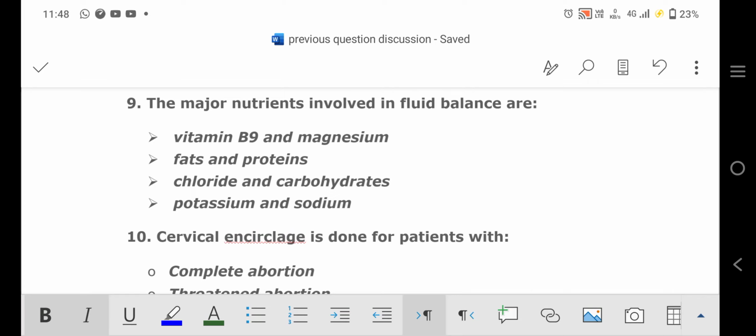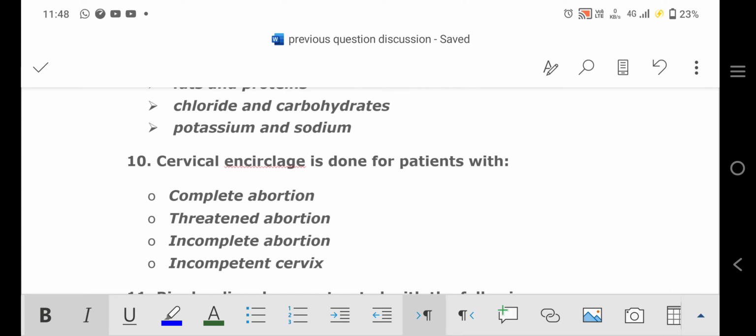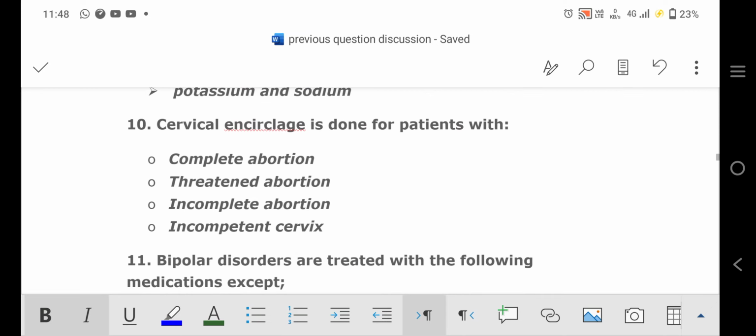Option D. Next question. Cervical encirclage is done for patients with. Cervical encirclage is a surgical procedure with the suturing of the cervical area. It is done for patients with options: complete abortion, threatened abortion, incomplete abortion, and incompetent cervix. The answer is option D, incompetent cervix.